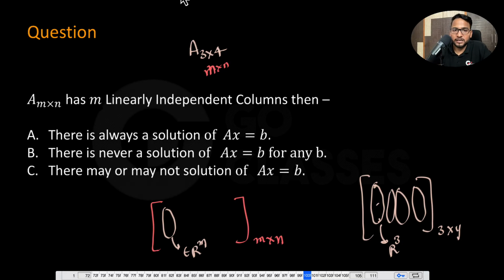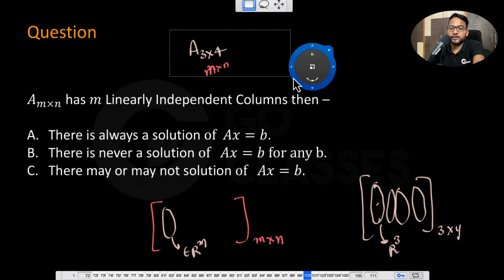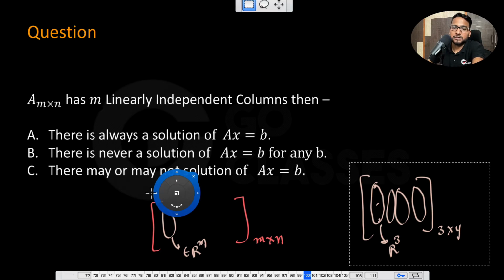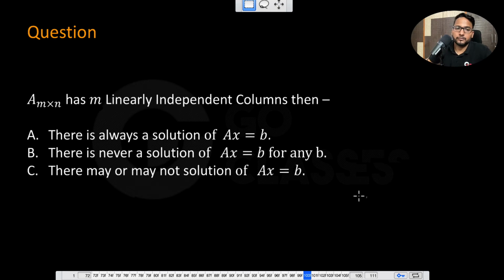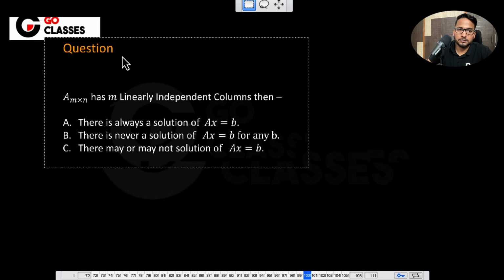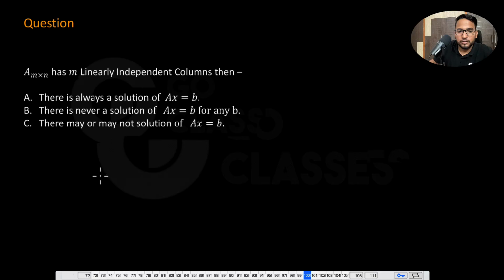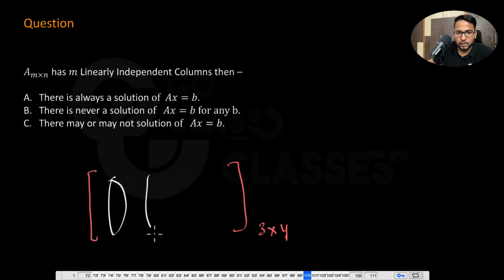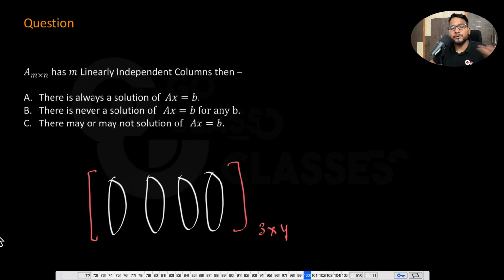They are saying that in R3 you have 3 linearly independent columns. So let me write it here. This is a matrix which is 3 into 4, where you have 4 columns, 1, 2, 3, 4. It is given that there are M linearly independent columns, which means out of these 4 columns, you have 3 linearly independent columns.